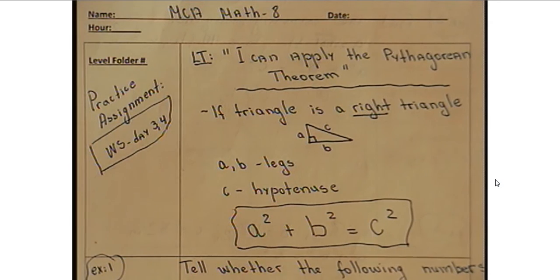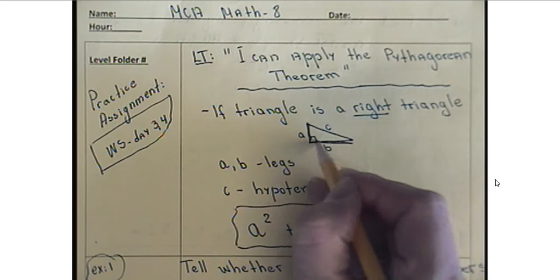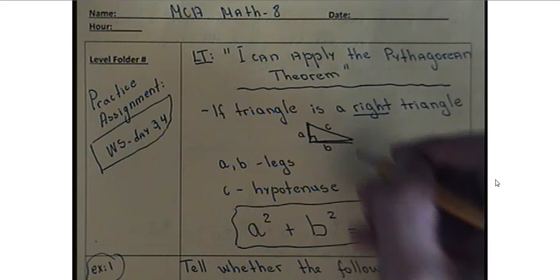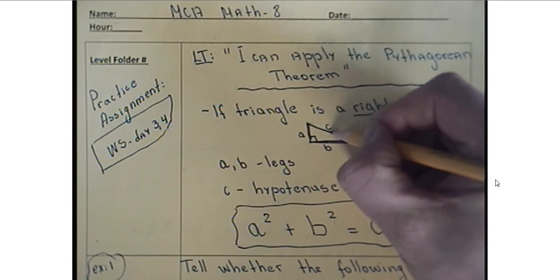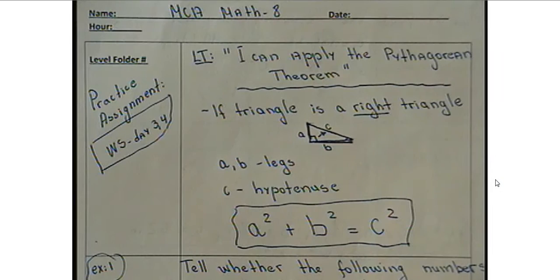So, a right triangle has three sides. Those two sides are what we call legs. A and B are the legs in the formula. And C is the longest side of the triangle, and it's always across from the right angle. This is what we call the hypotenuse. The hypotenuse of the triangle is a very important thing, and it's always the longest side, which means it will have the largest measurement.